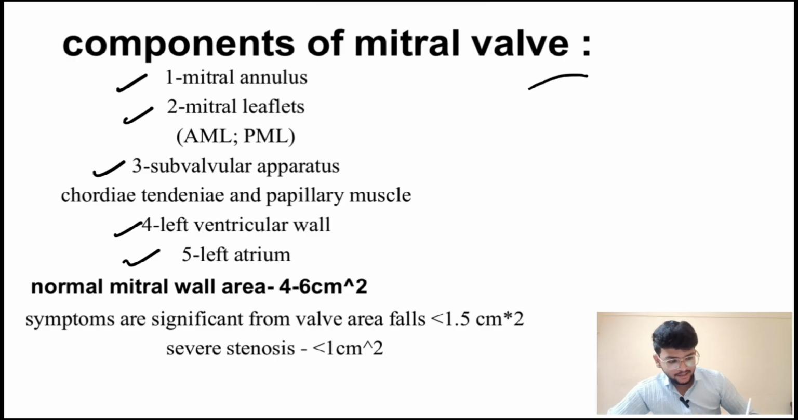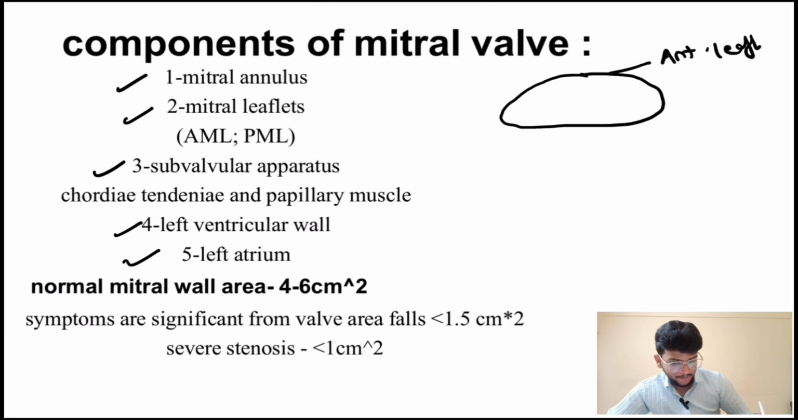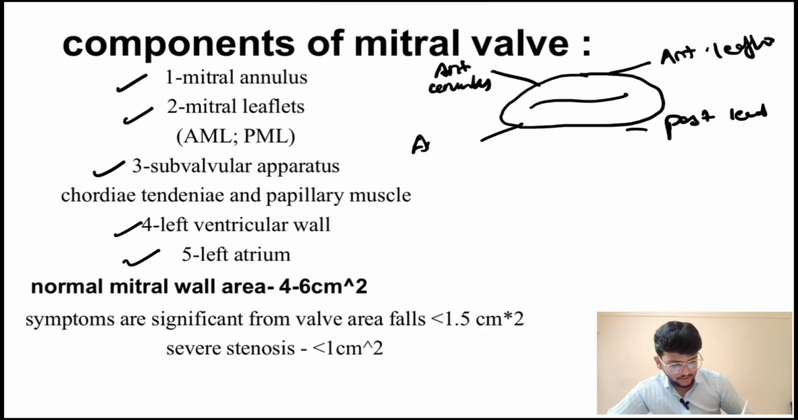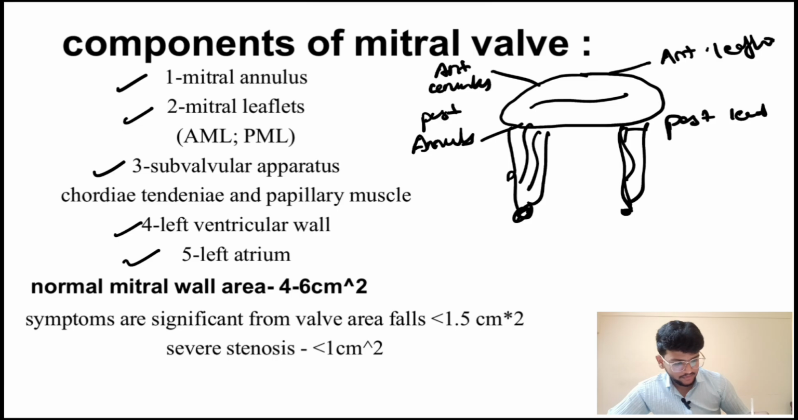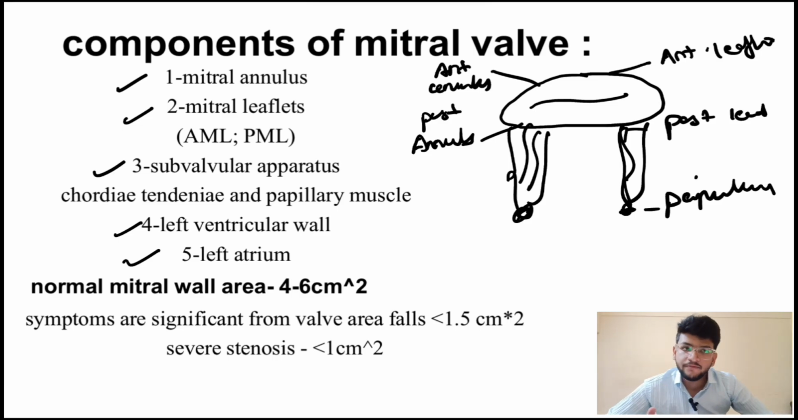The diagram here is like this. This is the anterior leaflet. This is the posterior one. This is the anterior annulus, posterior annulus, and here we have the chordae tendineae and the papillary muscle attaching to the left ventricle.